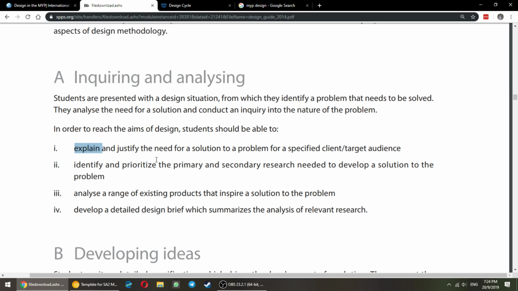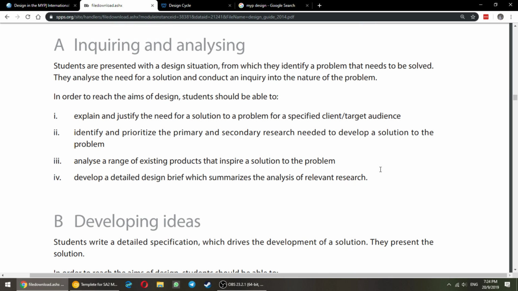I'm not sure they are called strands officially, but I'm just going to call them strands here for ease of understanding. So in this case, inquiry and analysis is trying to research the problem. So first of all, you need to explain and justify the need for a solution to a problem for a specific client and target audience.